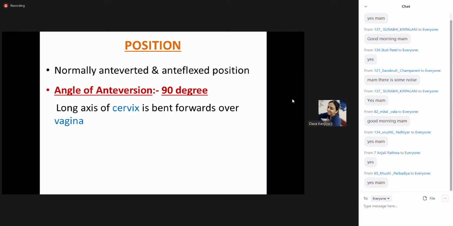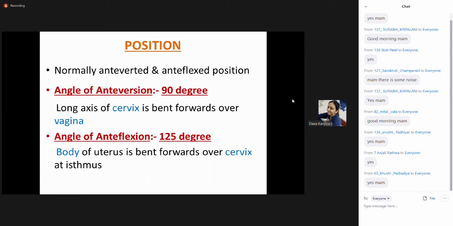The angle of anteversion, which is around 90 degrees, is nothing but the angle between the long axis of the cervix and the long axis of the vagina. This version word is related with the vagina. And the angle between the body and the cervix is the angle of anteflexion. Now what is the angle of anteflexion? It is an angle between the long axis of the body of the uterus and the cervix, in degrees.